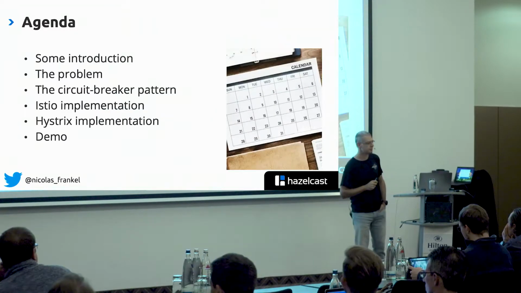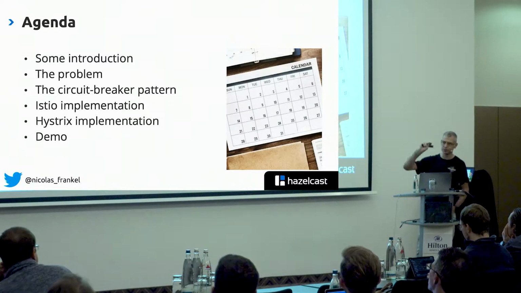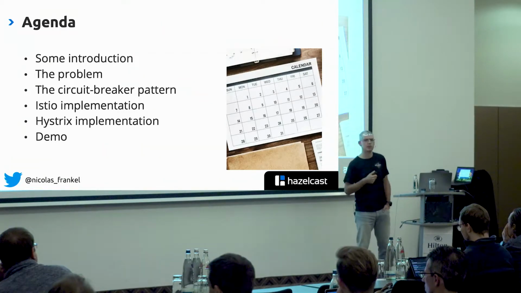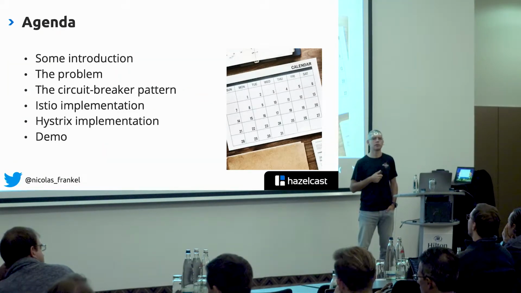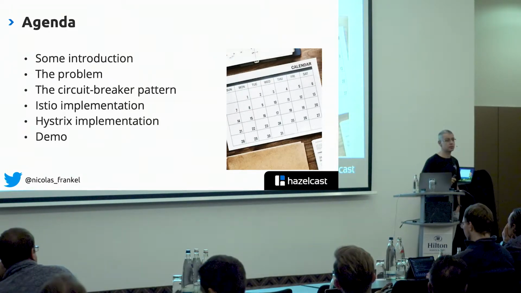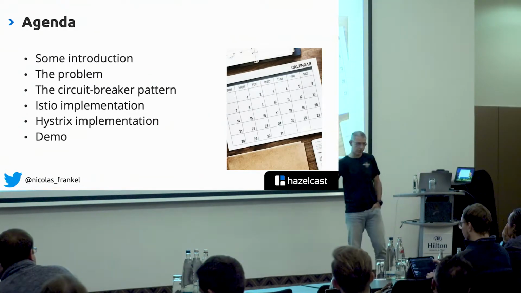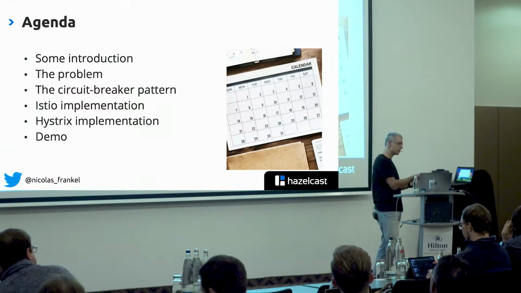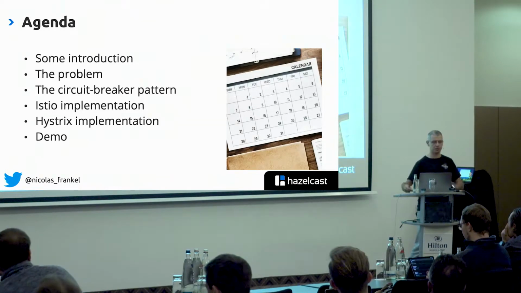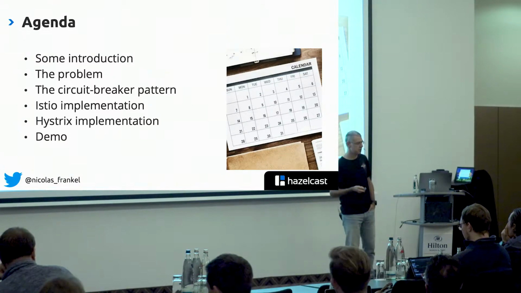So for today, the agenda is the following. First, I will try to introduce the thing. I mean, let's talk about microservices. Who here does microservices? A few hands, that's good. Then we'll see what problems we find in microservices architecture. Then we will talk about a solution called the circuit breaker, and how Istio implements the circuit breaker, and how Hystrix or Resilience4j, because there will be a choice at some point, implement the circuit breaker. And then I will have some demo.